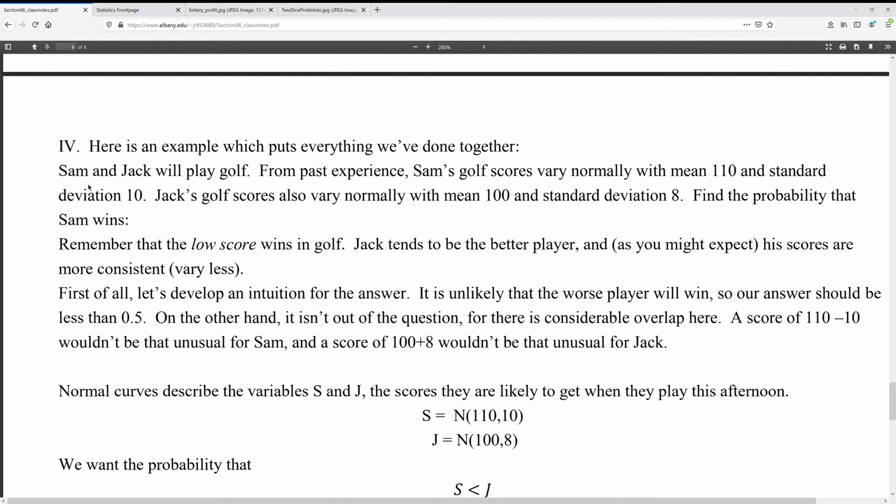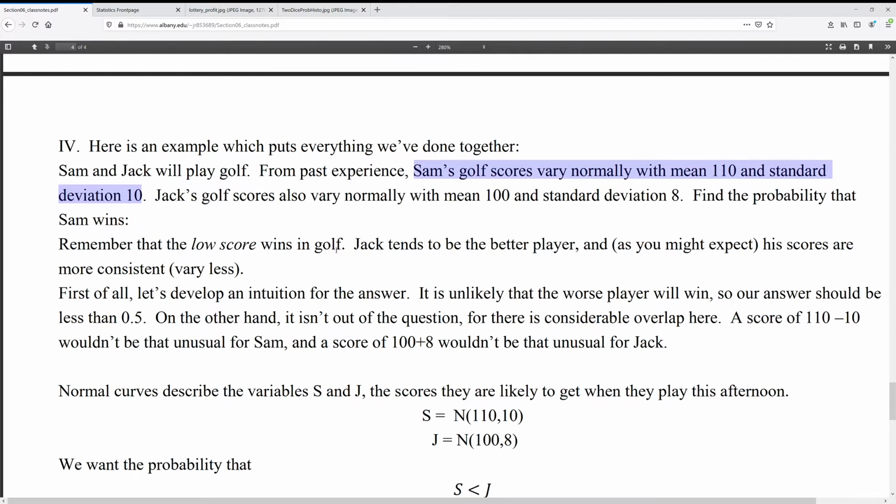Here goes. Suppose Sam and Jack are playing golf. From past experience, we know that Sam's golf scores vary normally with mean 110 and standard deviation 10. Recall from the previous sections what that means. It means if we could make a histogram of all his golf scores, parse that however you want, all the games he's ever played, all the games he ever could play, an ideal of his playing experience, if you like, then number 1, the histogram would be normal shaped. It would have that bell shape.